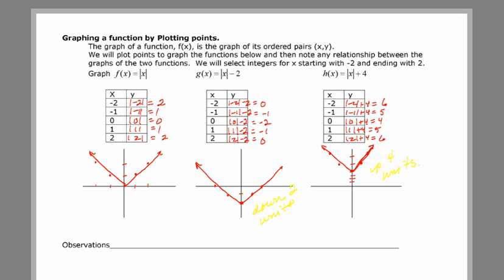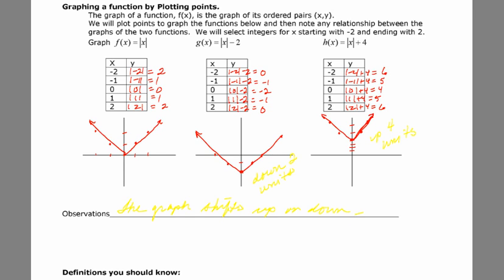So if you know the basic shape of an absolute value, then really you can, by inspection, understand what's going to happen with these two. Just take that picture and shift it up or down by the value that is separate from the absolute value. So our observation would be simply that the graph shifts up or down.